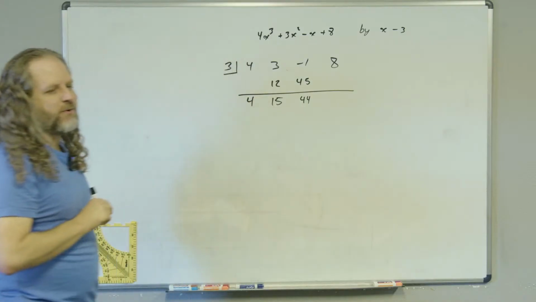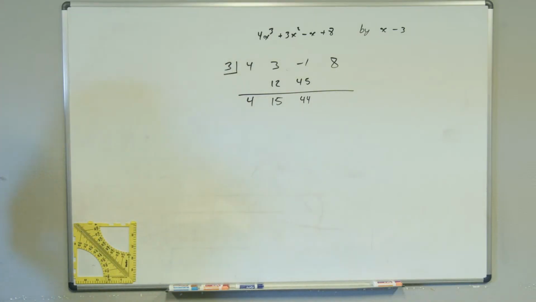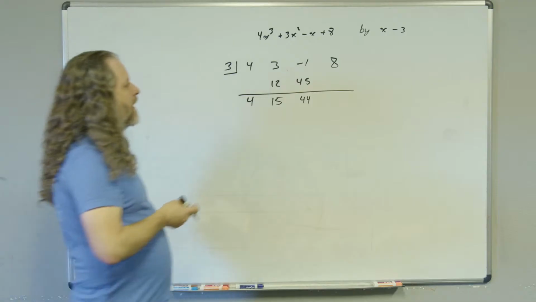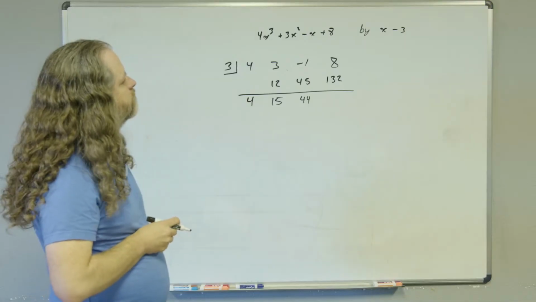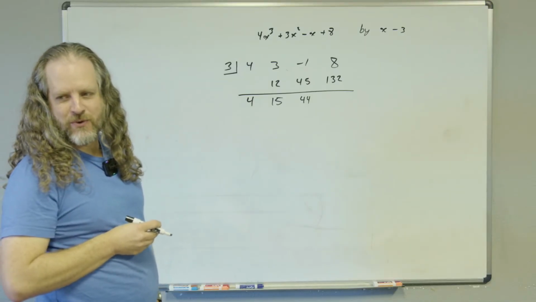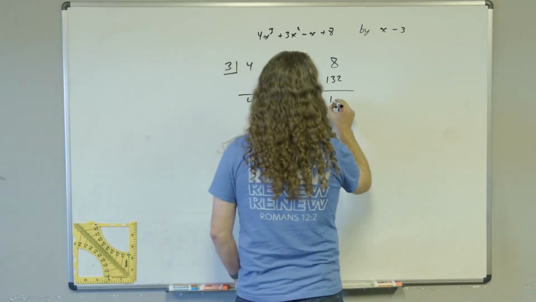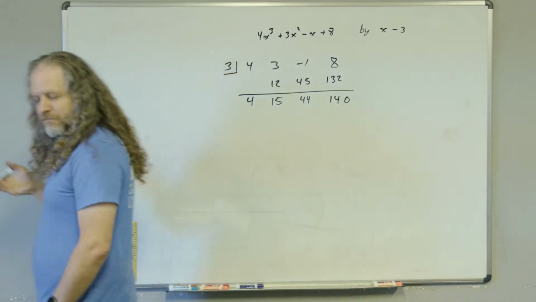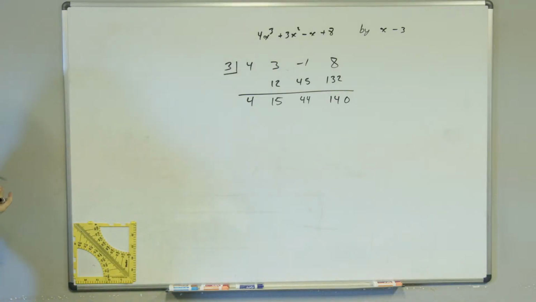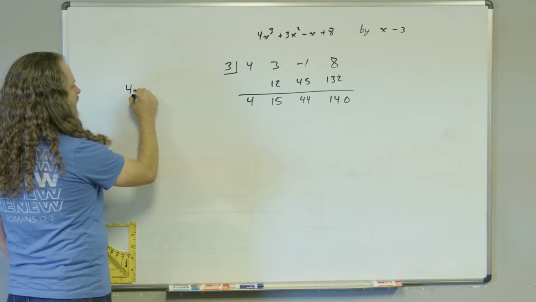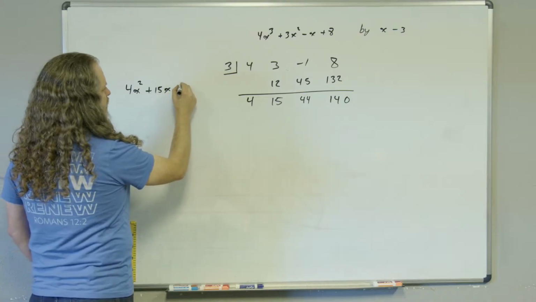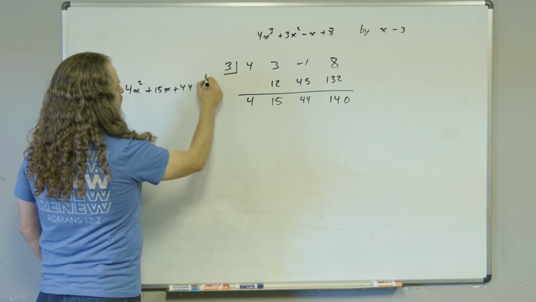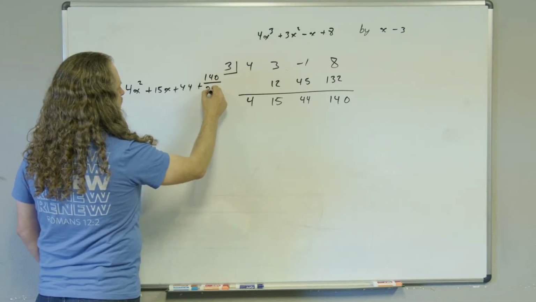What's 3 times 44? 132. Did you do it by multiplying 40 times 3 and then 4 times 3? 8 plus 132 is 140. Okay. So we just need to write this back in polynomial form. So it is going to be 4x squared plus 15x plus 44 plus 140 over x minus 3.